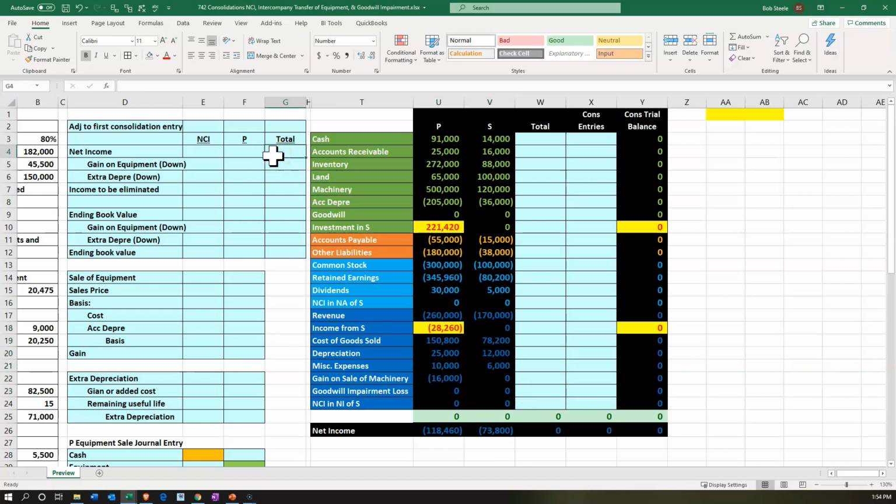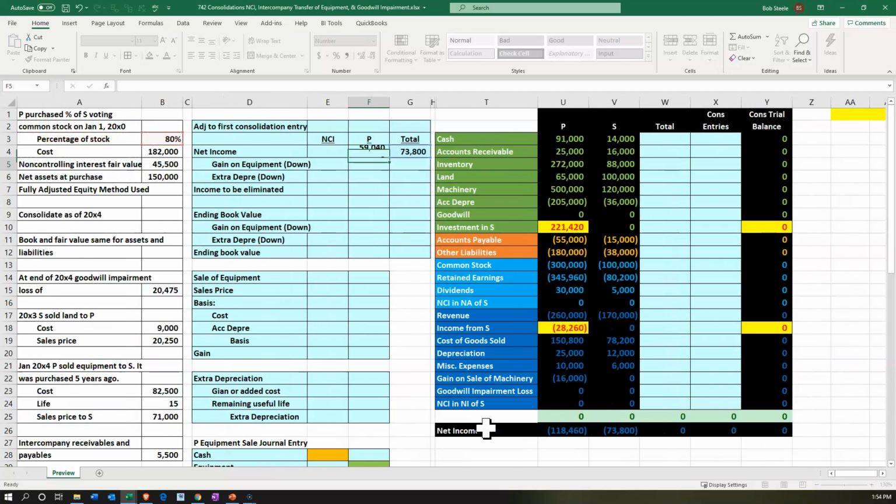That's usually our starting point. So the starting point for the first journal entry is usually that 73,800, which we think about breaking out between 80-20, controlling and non-controlling interest. So I'm going to take that number times 80%, which is this 80%. And then I'm going to calculate it this way, times 1 minus 80, which is 20%. If you're working with this worksheet in Excel, hopefully that'll give you a little bit more information.